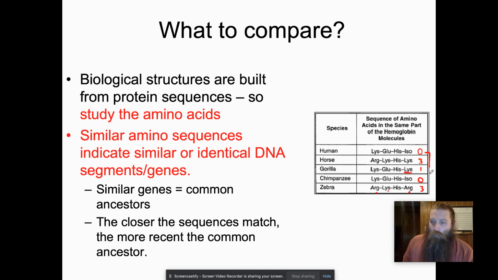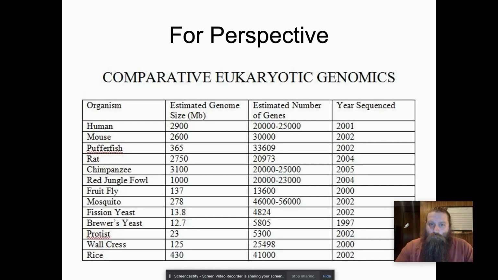So we would say these two are probably the closest related. That would be the next closest. The three sequences, well, that's a pretty significant difference, right? But we can also say that those two are probably related. So the more similar the sequence, the closer the common ancestor.